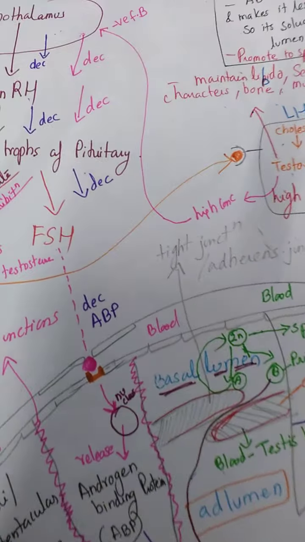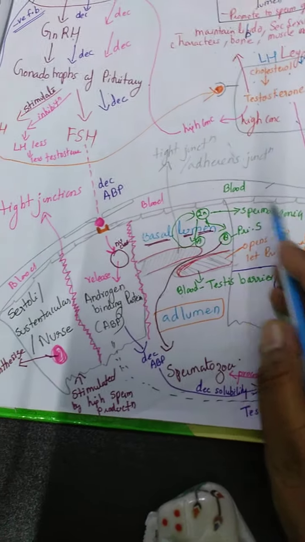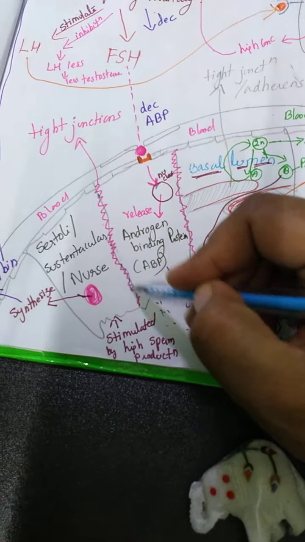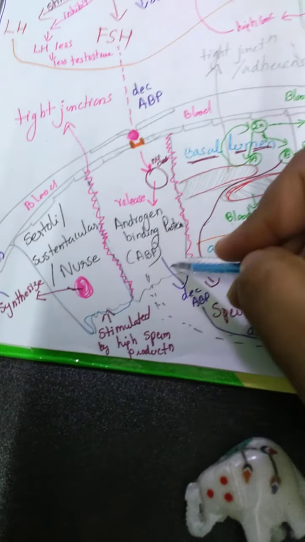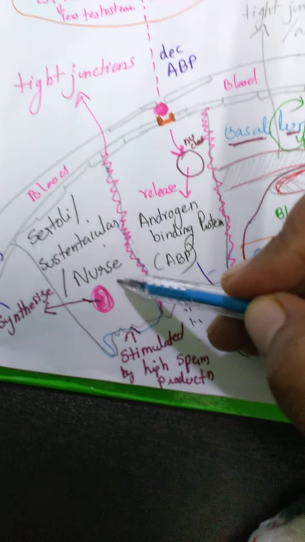So now we will see the structures in the seminiferous tubules. Here one portion of a seminiferous tubule is shown. Outside is the blood supply in this particular manner. Then there is the capsule which we had seen earlier. And each of these bigger cells here is called a Sertoli cell, sustentacular cell, or nurse cell.